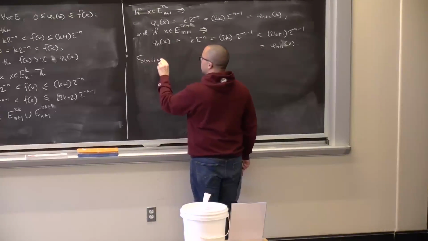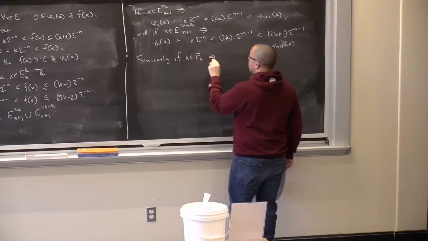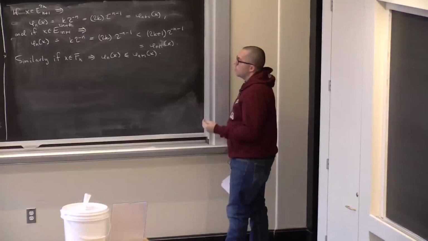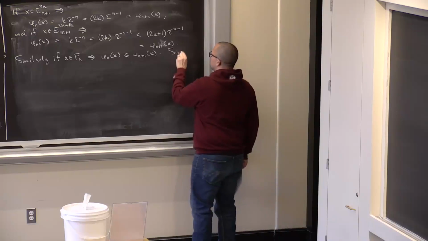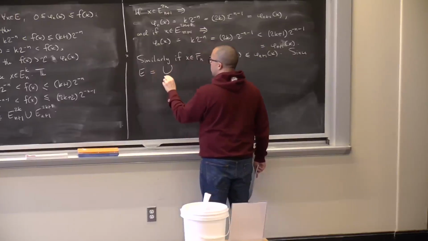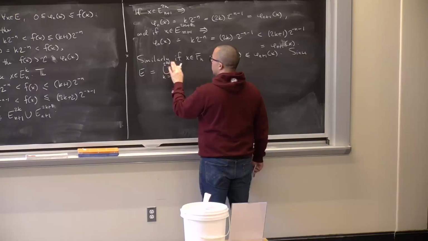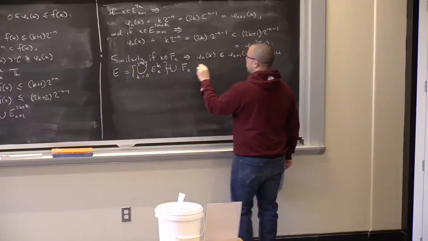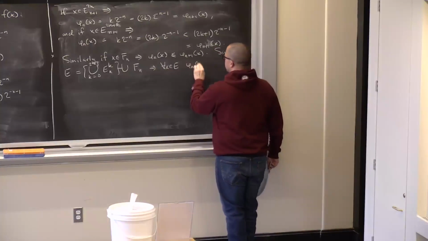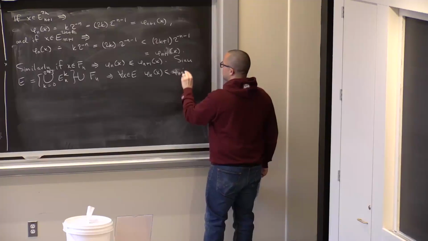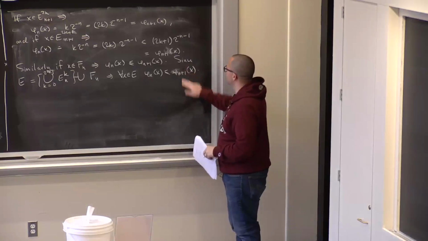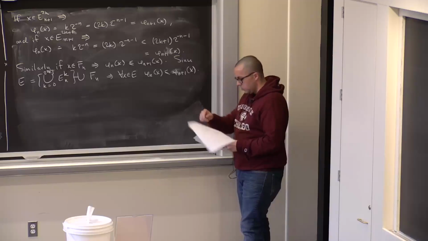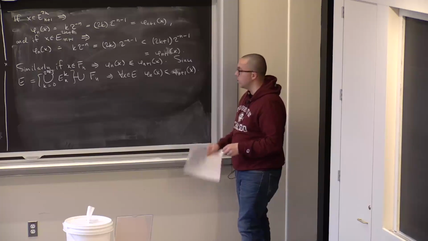And similarly, if x is in F_n, then phi n of x is less than or equal to phi n plus 1 of x. So we verified for all x, since E is equal to the union over k equals 0 to 2 to the 2n minus 1 of E_kn, union F_n, this implies that for all x in E, phi n of x is less than or equal to phi n plus 1 of x. All right, and this proves A.